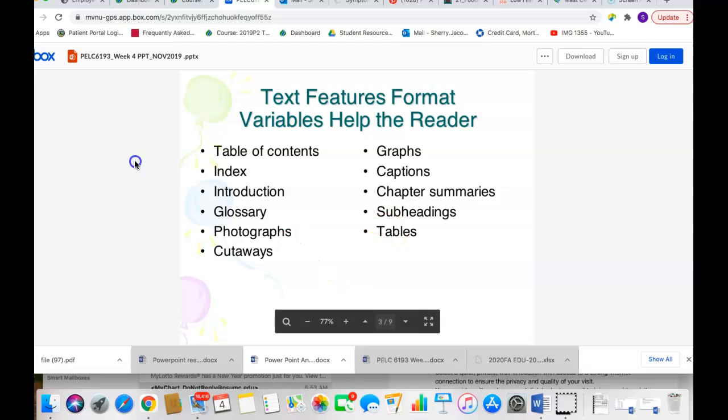So, I don't know about you, but I don't remember ever being told when I was in school, which might have been a few years younger or further back than you, but I don't ever remember anyone as a teacher explaining to me how I could use the table of contents, the index, the introduction, the glossary, the photographs, the cutaways, the graphs, the captions, and so on, that we see as text features in nonfiction text. And it's just really important.